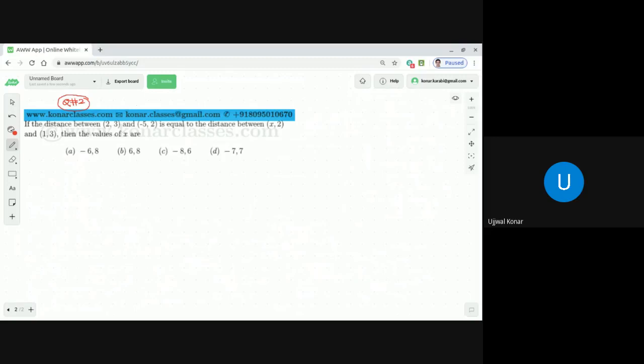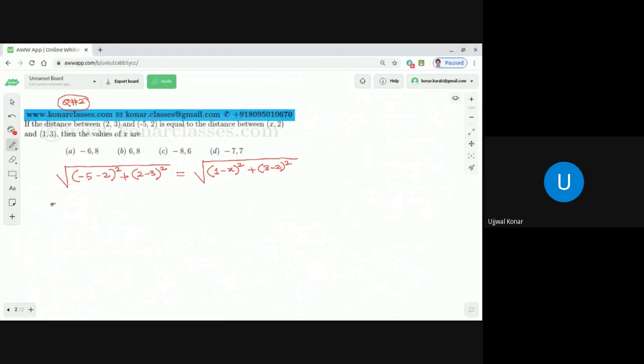The distance between the point 2, 3 and minus 5, 2, so that should be square root of minus 5 minus 2 whole square plus 2 minus 3 whole square, that is equal to square root of 1 minus x whole square plus 3 minus 2 whole square. Correct? Now we can make a square of both the sides.